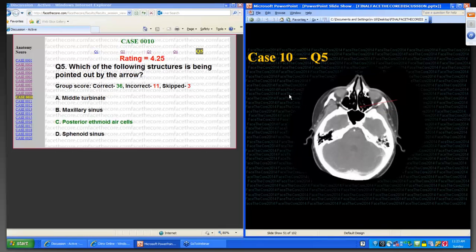And then the last question, pretty straightforward: which of the following structures is being pointed out by an arrow? And these are the posterior ethmoid air cells. So that just gets into basic sinus anatomy. Here's a sphenoid sinus. We don't really see portions of the maxillary sinus. And remember that there is this little recess as it extends, which we're not seeing here, but there is a sphenoethmoidal recess extending from the sphenoid to the posterior ethmoid.